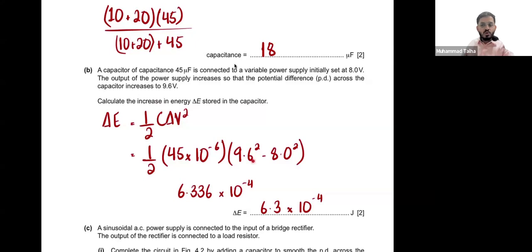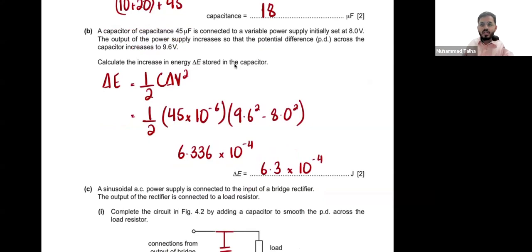So again, as we used to do in AS with the kinetic energy formulas, we subtract the squares. It's the difference of the squares, not the square of the difference, right? So it's 9.6 squared minus 8 squared, not 9.6 minus 8 squared. That's just how the formula works. If you find this a bit difficult to remember, you can just write out the final energy using this voltage, and the initial energy using this voltage. So this would be half times this times 9.6 squared minus half times this times 8 squared. Again, you would get the same answer.